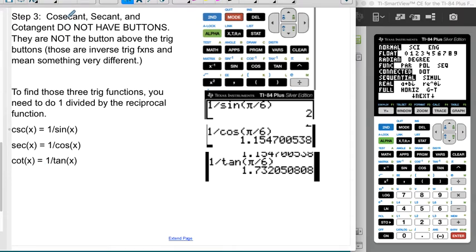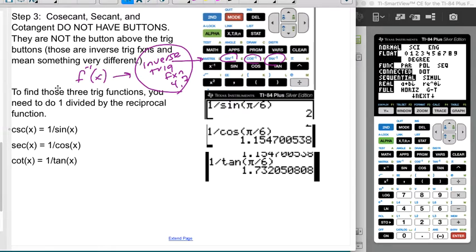Now, cosecant and secant and cotangent do not have buttons, right? They are not the button that's above the functions. You see there's a sine inverse and a cosine inverse and a tangent inverse. These are called inverse trig functions, and they're something we're going to talk about in 4.7. They do not mean 1 over, okay? That -1 is sort of like what you've seen when we did inverse functions and we did f inverse. So this -1 is like f inverse of x. It's not the 1 over.